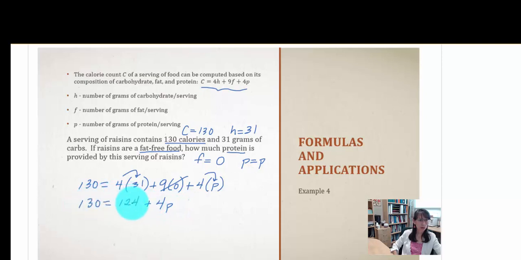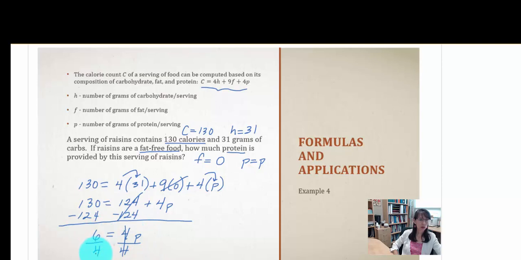So notice that 2 of the terms are constant terms and only 1 of the terms is a variable. So 4P is going to remain where it is, and we somehow need to move 124. So the subtraction property of equality is going to help us out here. Remember, that's the same as adding a negative number. So 130 minus 124 gives us 6 equals 4P. In order to isolate P, we need to eliminate multiplication by 4. Division by 4 would be the opposite.